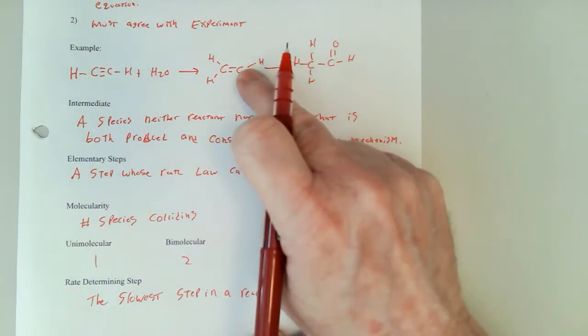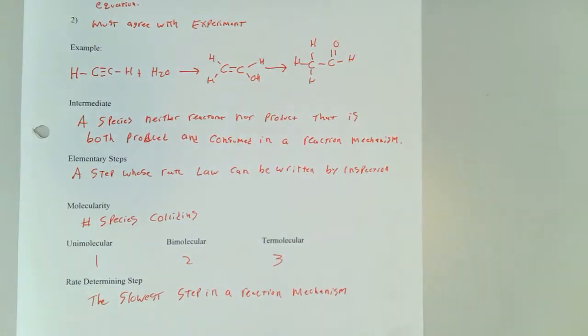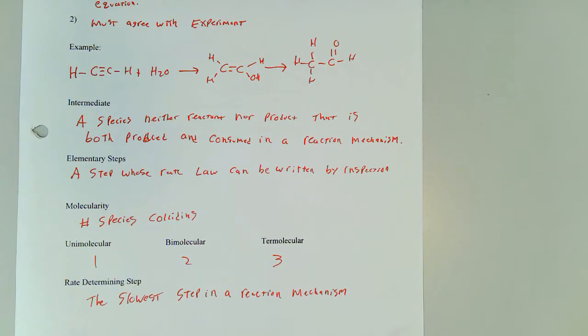This guy in the middle here is called an intermediate: a species, neither reactant nor product, that is both produced and consumed in a reaction mechanism. Sometimes we might refer to those as a transition state. The difference is that a transition state is typically very high energy, and an intermediate doesn't necessarily have to be high energy. But you can use the terms almost interchangeably.